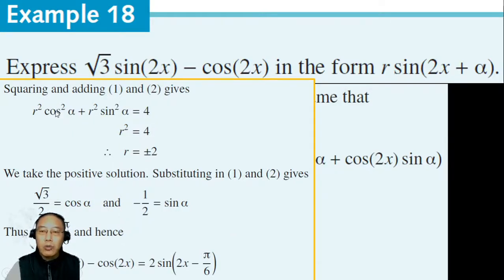We do the sum of the squares. That will be equal to 4. So r is equal to 2, because we only keep the positive solution. We substitute into the two equations, and we can determine that alpha is equal to negative pi on 6. So the expression is equal to this equality in terms of sine. We have determined r and alpha, which is negative.